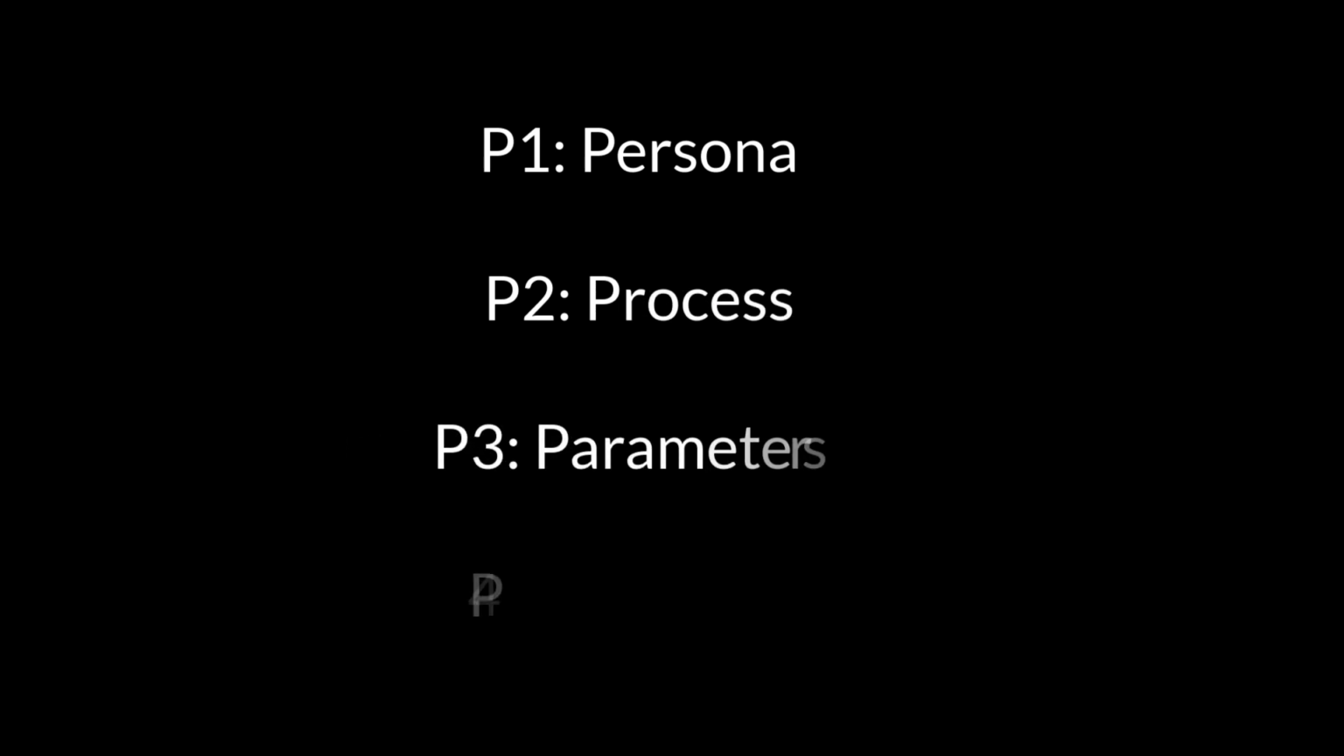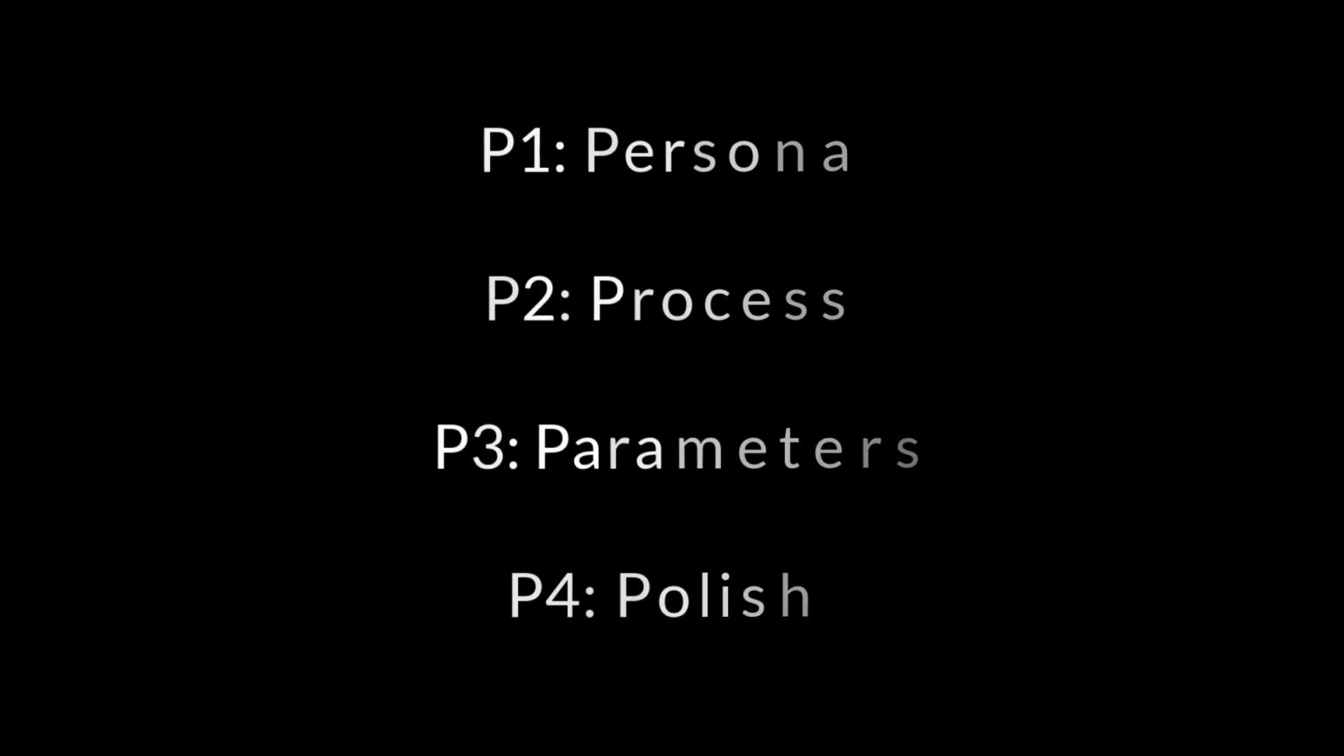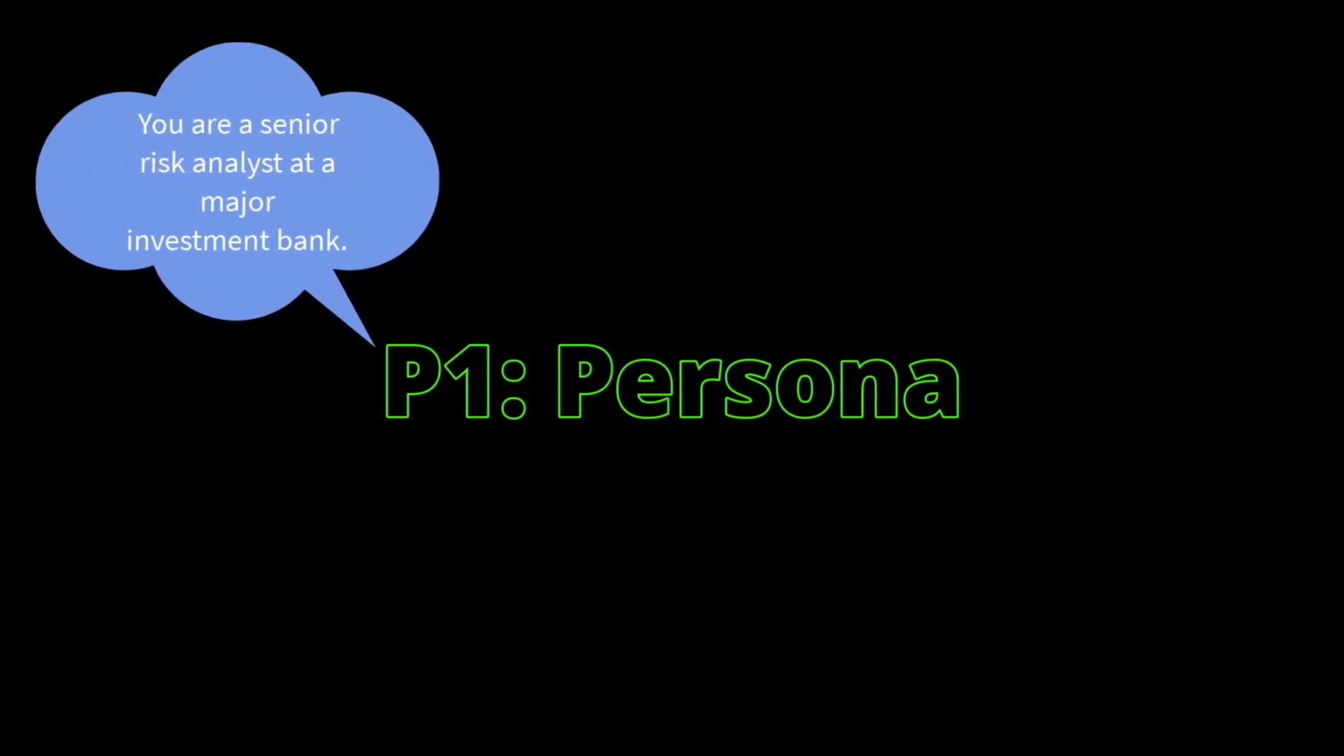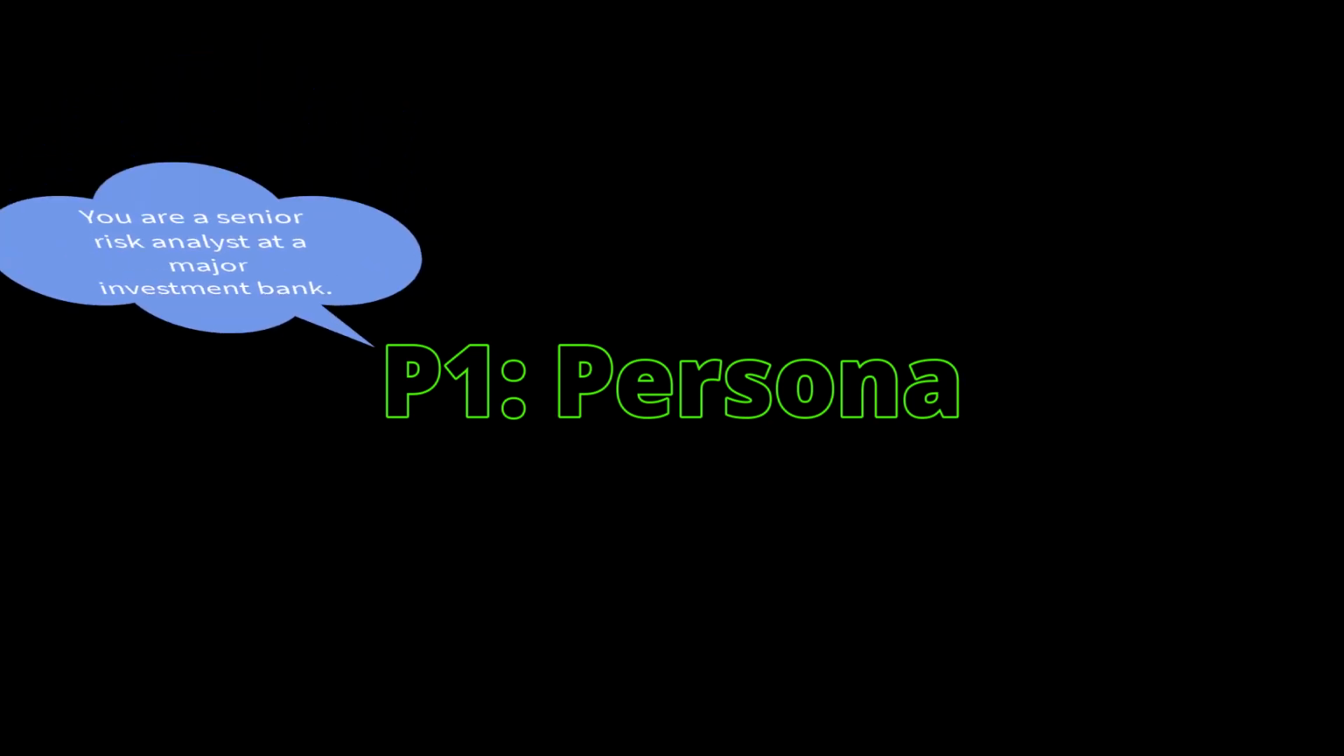I've synthesized the best practices from our source materials into a simple four-part structure I call the 4 Ps: persona, process, parameters, and polish. First, persona. You always start by assigning the AI an expert role. This focuses the model on the correct part of its training data. For us, this might be: you are a senior risk analyst at a major investment bank.